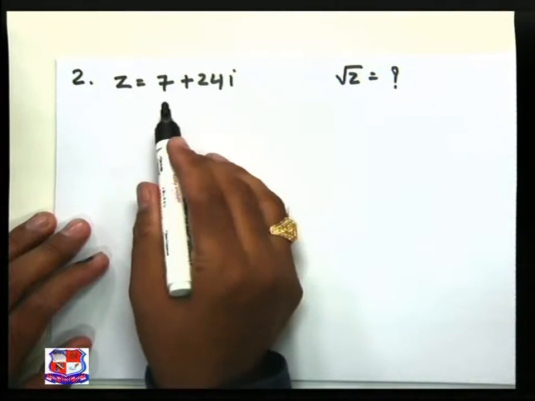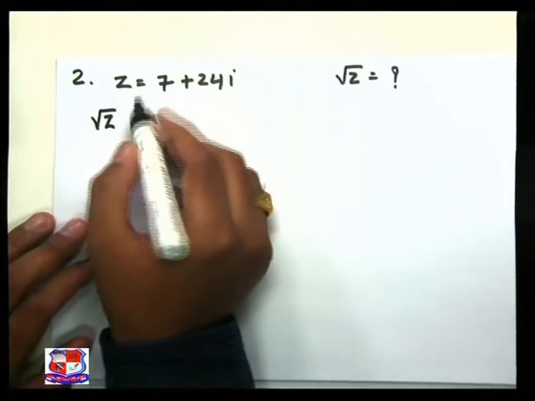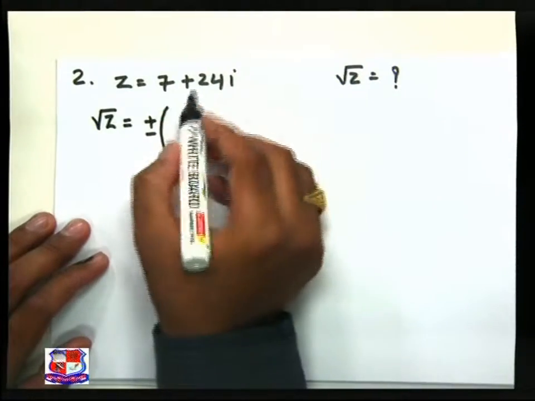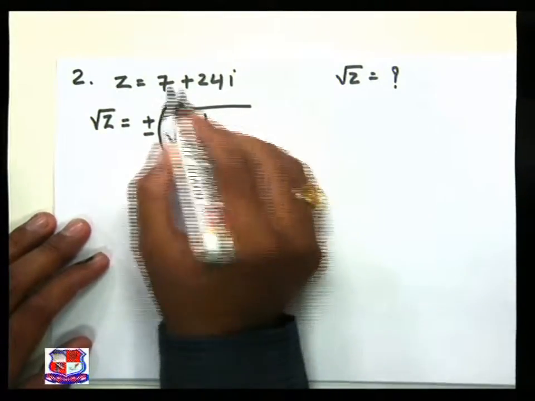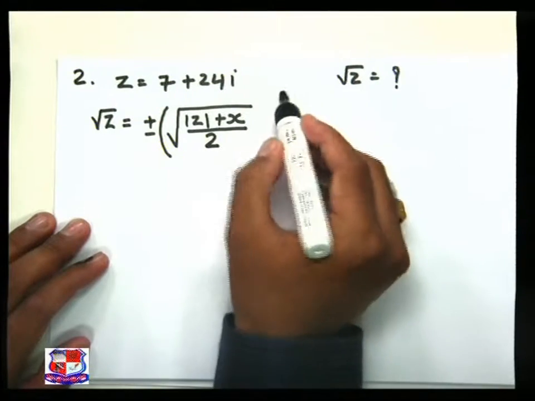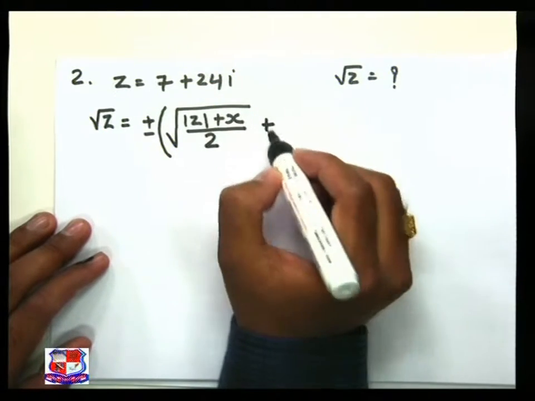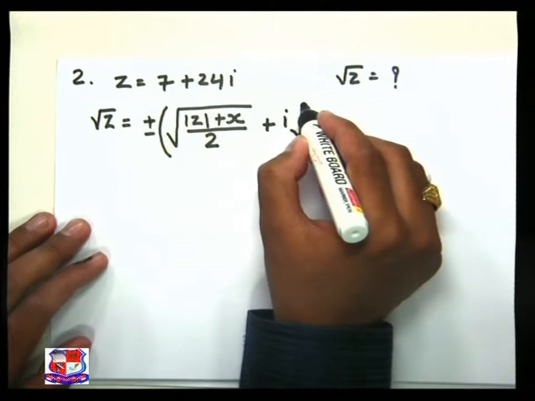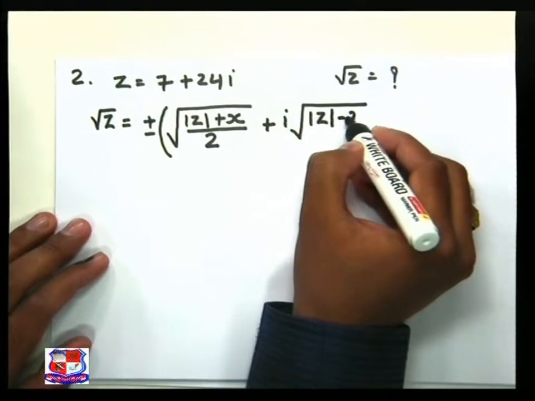and first of all we write the equation of under root of Z. So square root of Z is nothing but plus or minus, in bracket, under root of mod Z plus x divided by 2, here the sign is plus, our y value is plus, so put a plus sign, I again the same under root of Z, here plus, and next step is minus, divided by 2.